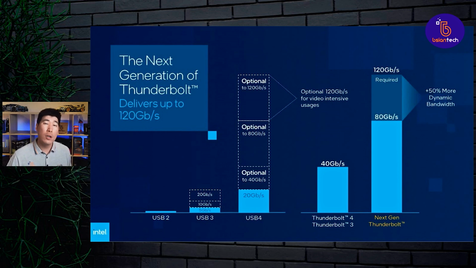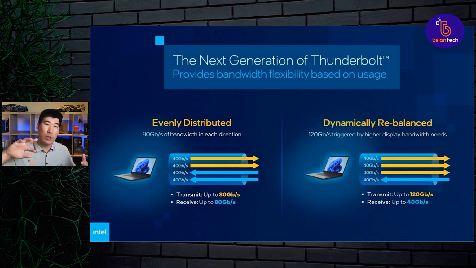So this is to help drive those high performance displays. This is more for those with the faster refresh rate monitors, as well as the high resolution monitors as well. So you can just drive through that. And we'll talk about some of the devices and advantages of that as well. Now, how is it done to switch from 80 gigabits to 120 gigabits?